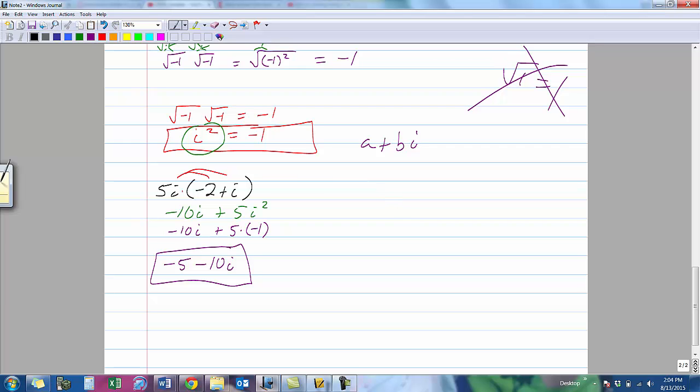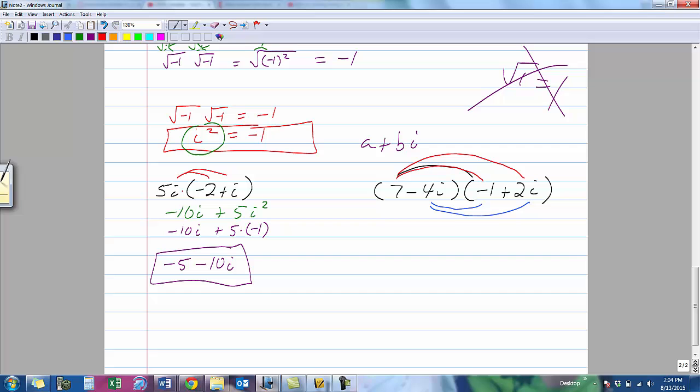Let's do another one. How about 7 minus 4i times negative 1 plus 2i. Now, before we get started, what does this look like? This looks like foiling, or the double distributive property. What we're going to do is take this first 7, in another color, distribute the 7, but then we're also going to distribute the 4 to both of these.